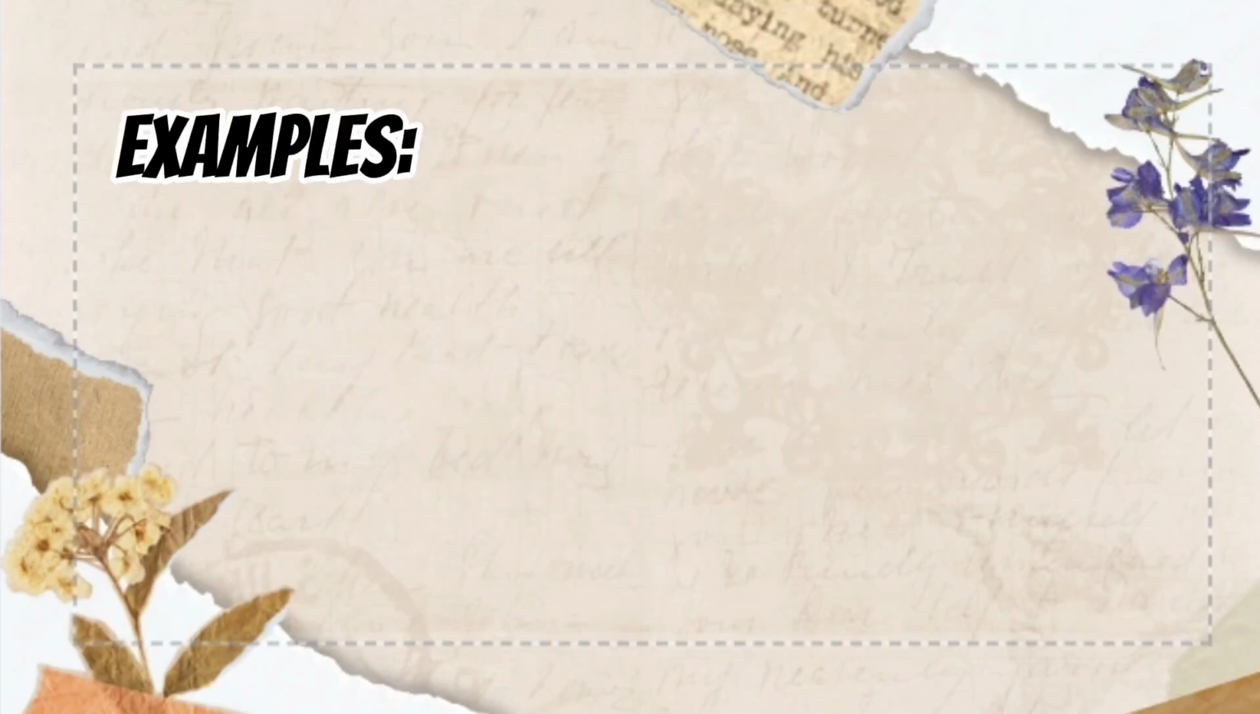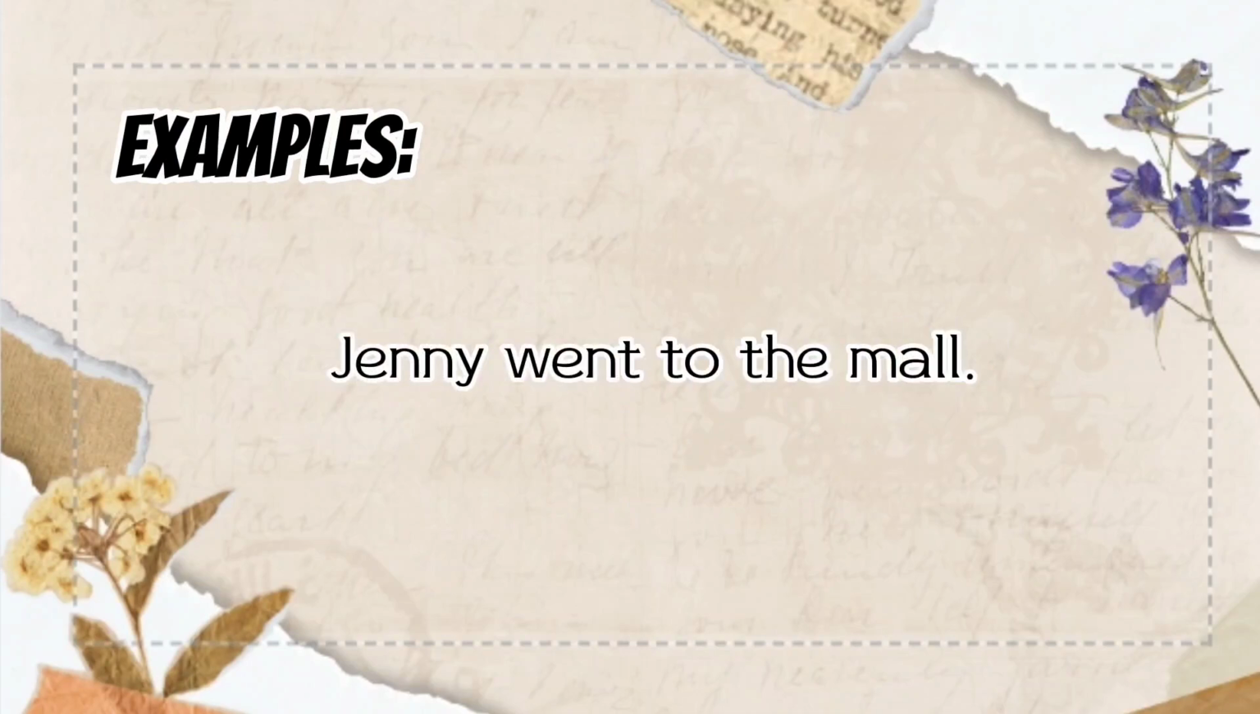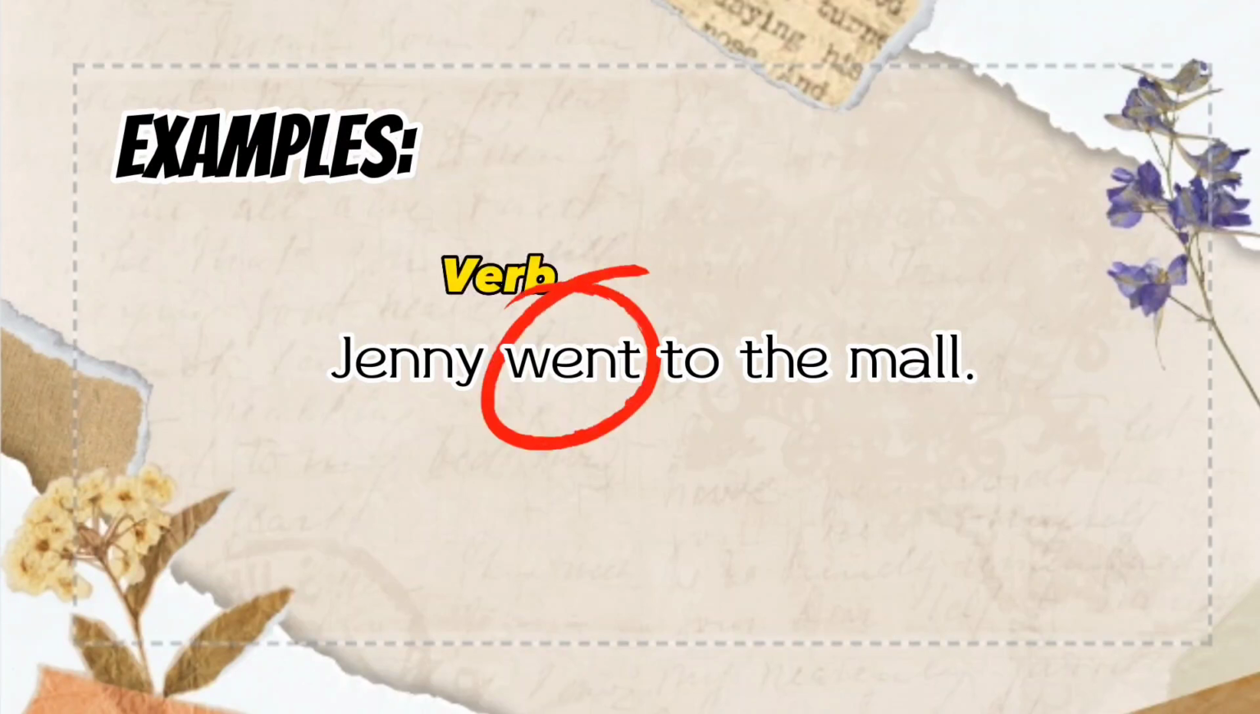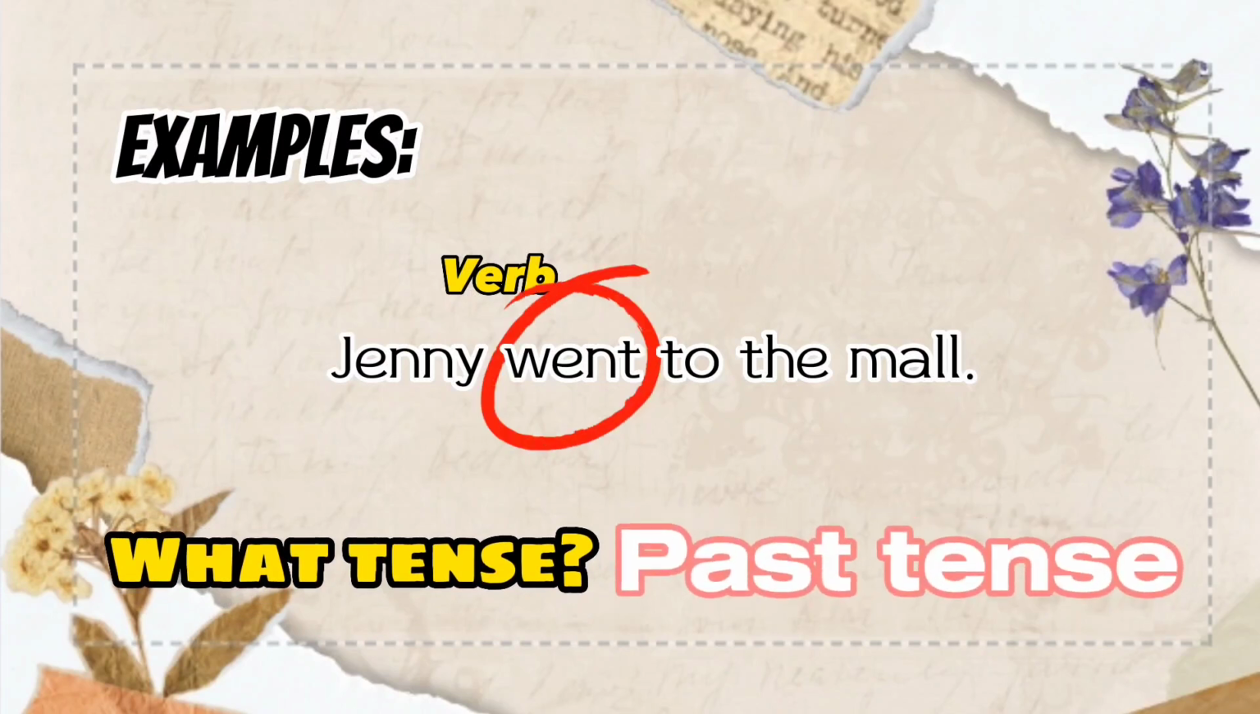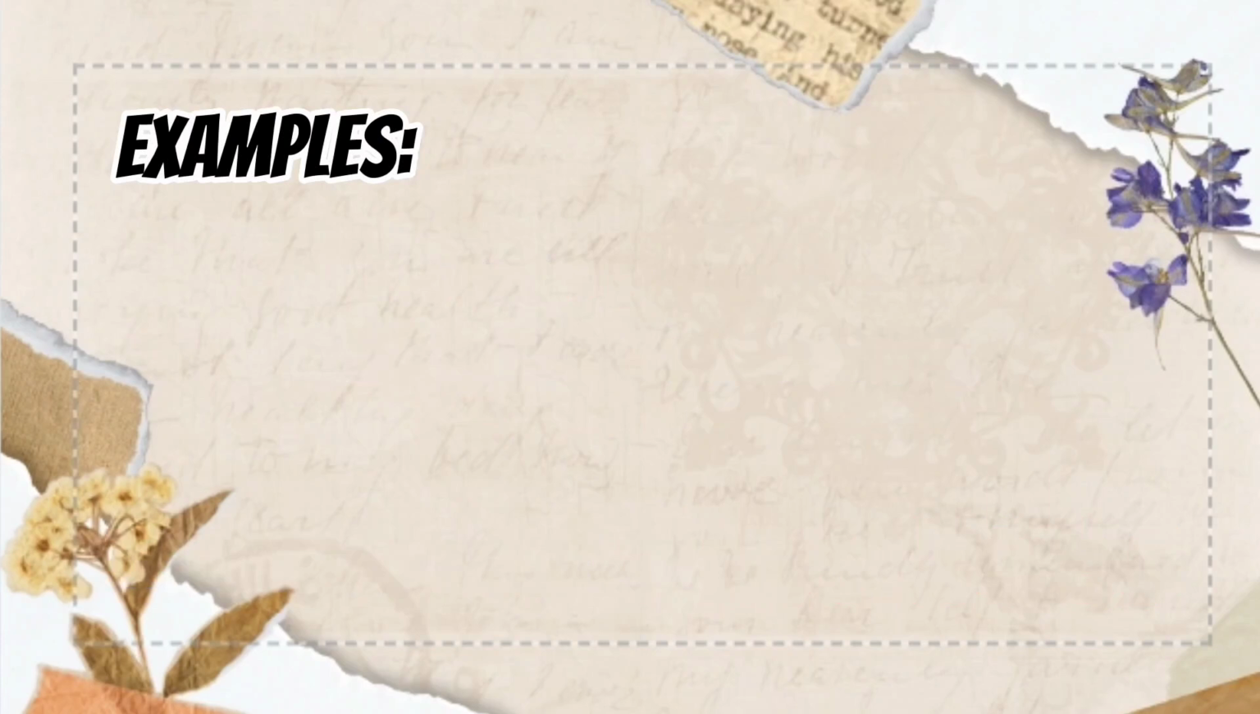We have here an example. Jenny went to the mall. Now, looking at the sentence, which part of the sentence do you think the verb is? Correct. That is the went. Now, what tense do you think went is? It is in the past. Very good. Let's move on to the second one.